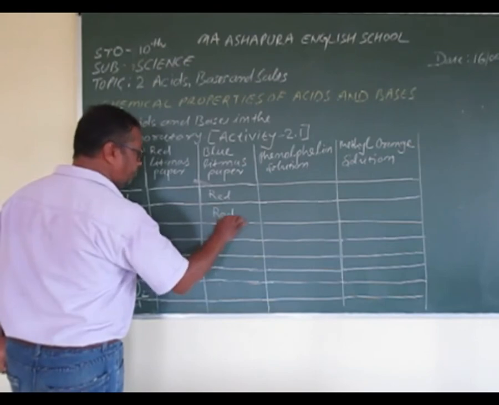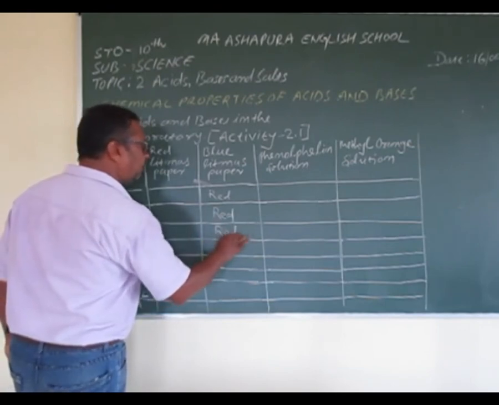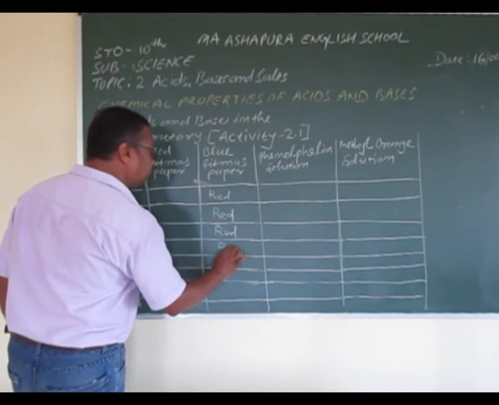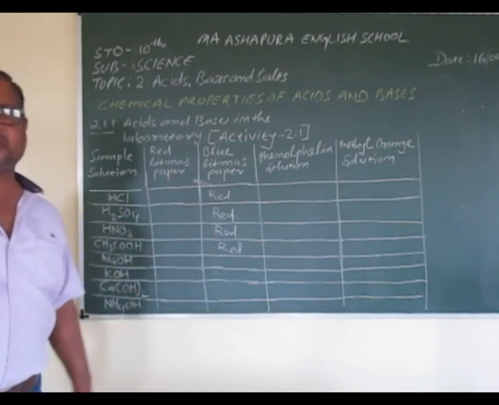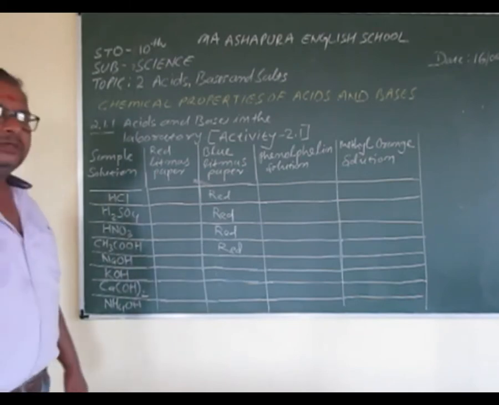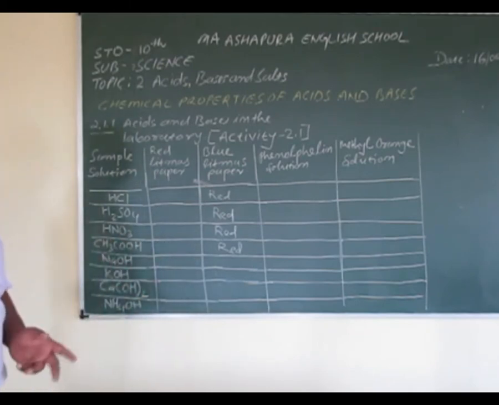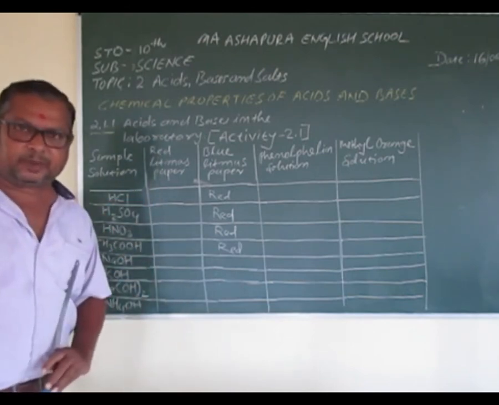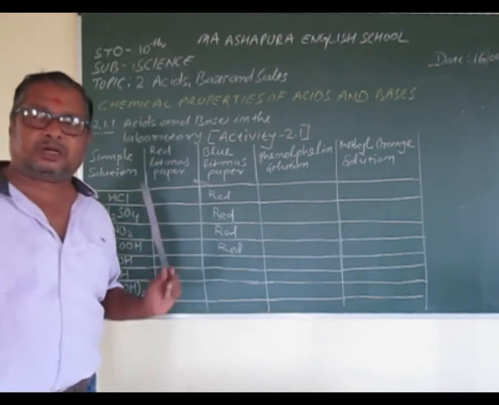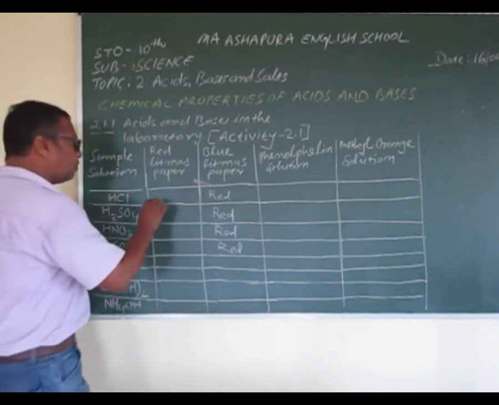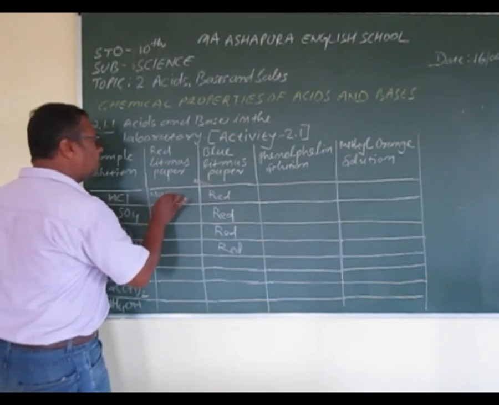H2SO4 also changes the color. In H2SO4 or HNO3 or CH3COOH, meaning acetic acid, when a blue litmus paper is dipped into the acid solution, the litmus paper's color just changes from blue to red. Now the second test, the red litmus paper. If we dip the red litmus paper in such an acid solution, there is no color change. So we write down no color change.